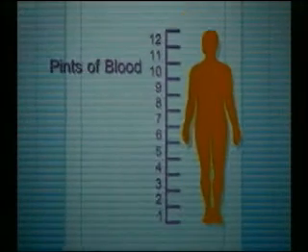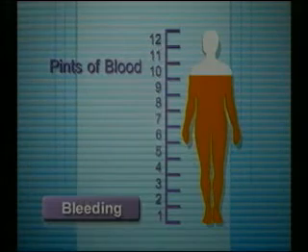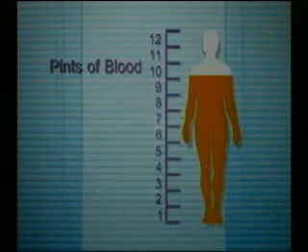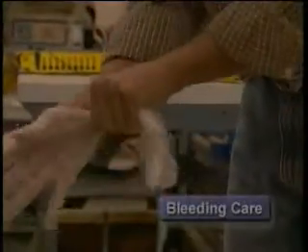The average adult has about 5 to 6 quarts or 10 to 12 pints of blood. Quickly losing 1 quart or more can be life-threatening. Regardless of the type of bleeding, your primary care is to control the bleeding. To care for external bleeding, take precautions to prevent disease transmission.